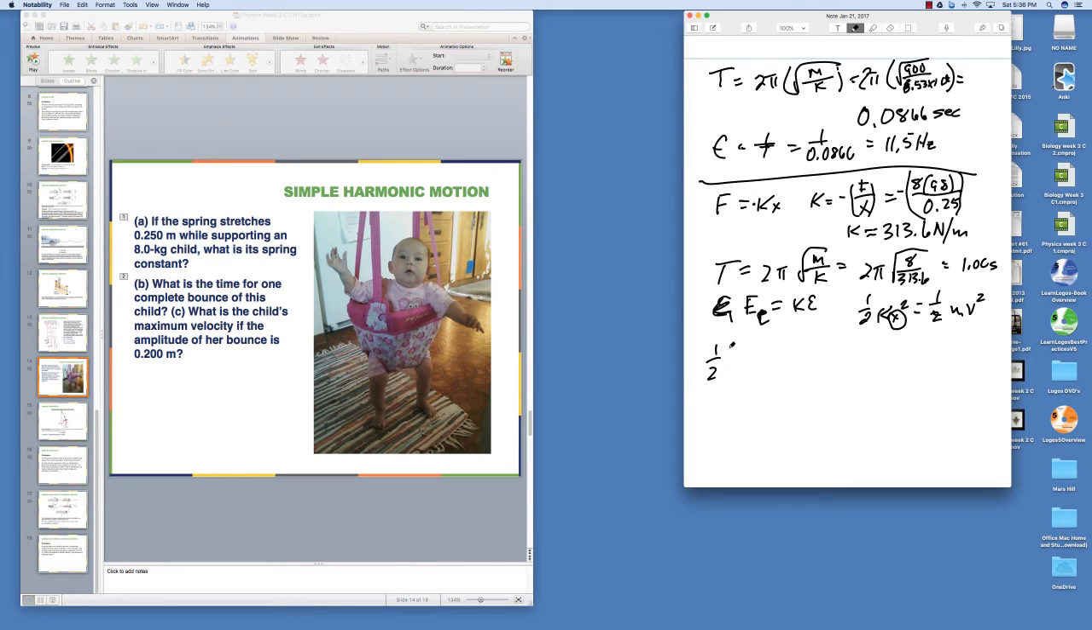So 1/2 times 313.6 times 0.2 squared has got to equal 1/2 times 8 times v squared. And if you do the math here, v is going to be 1.25 meters per second. So the maximum velocity here is 1.25 meters per second.